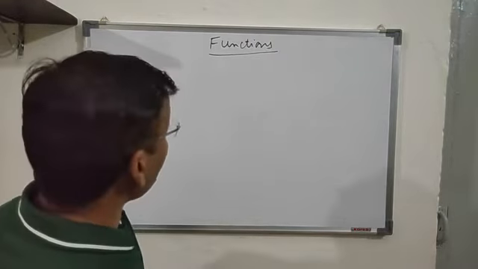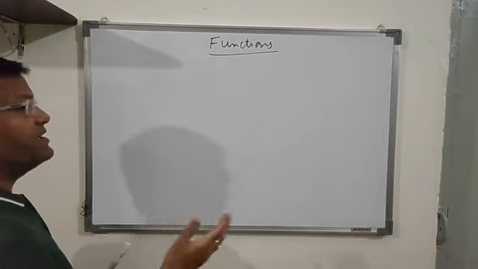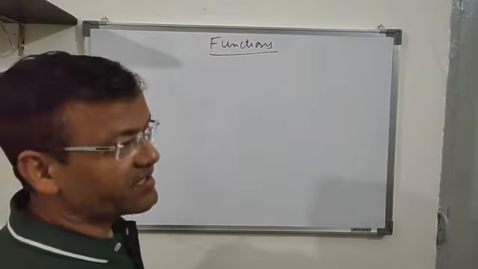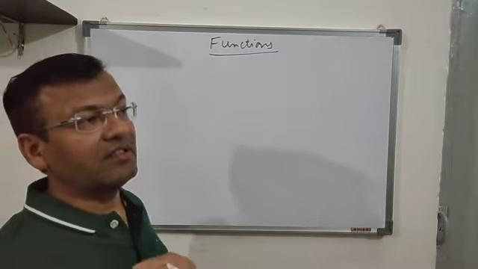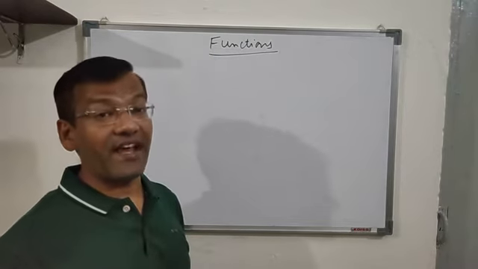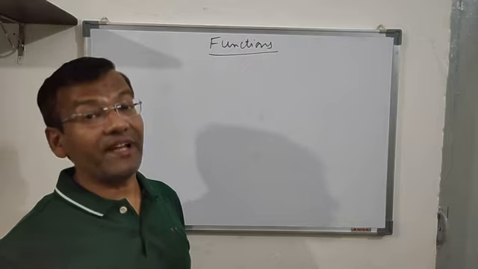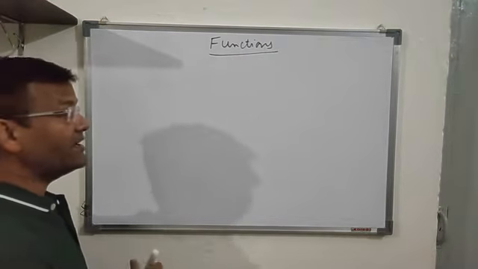Function is a subset of a Cartesian product. That means it can be taken as a relation. So if we define a function, a function is a relation in which every element has an image, and every element has a unique image. This I am repeating again, we have done it in class 11th also.